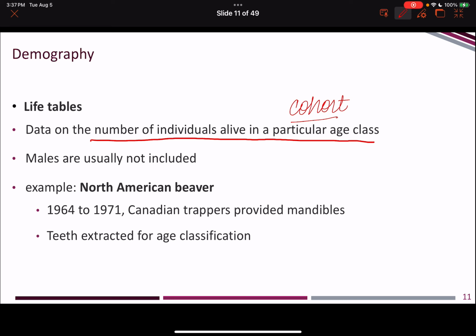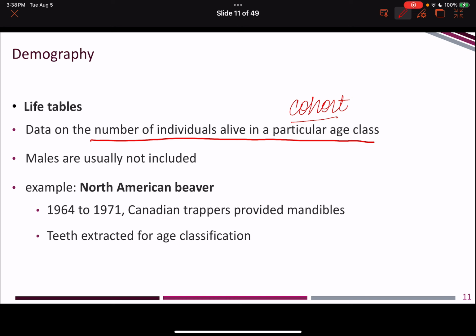Because of that, males are not necessarily included in a life table. Sorry guys, this is nothing against you all. The reason that males are not included in the life table is that the number of females is going to affect population growth, because the number of females is going to dictate the maximum or minimum number of offspring that can be produced in a population. So if you have 0 females, your population is not going to grow. Therefore, the number of males don't matter.